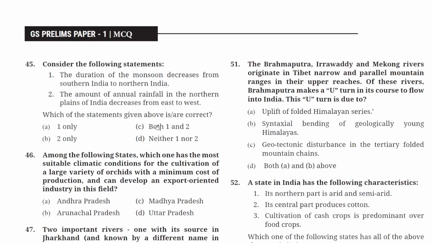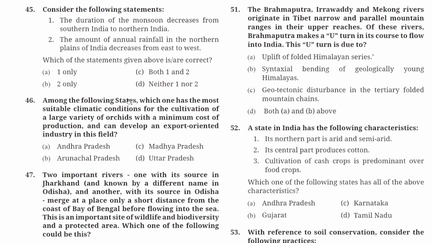Question number 45. Consider the following statements. The duration of the monsoon decreases from southern India to northern India. Answer is yes, true. The amount of annual rainfall in the northern plains of India decreases from east to west. This is also true. The question is all about the Indian monsoon. Answer is C. Both 1 and 2 are correct.